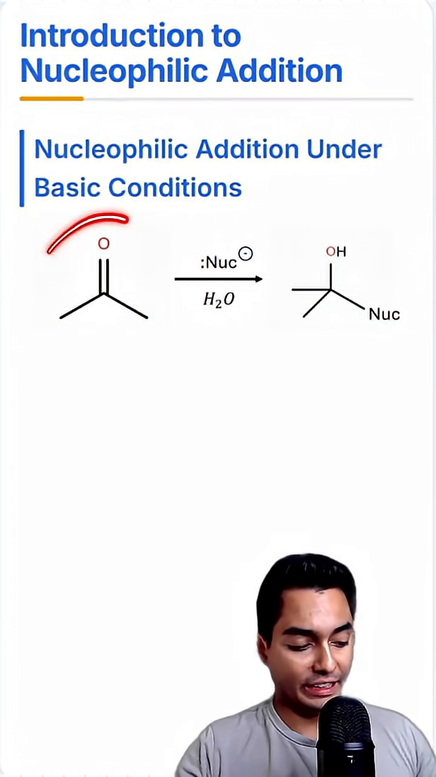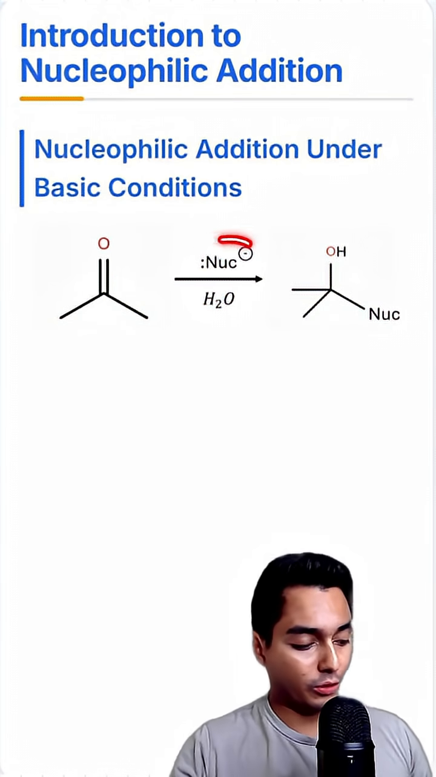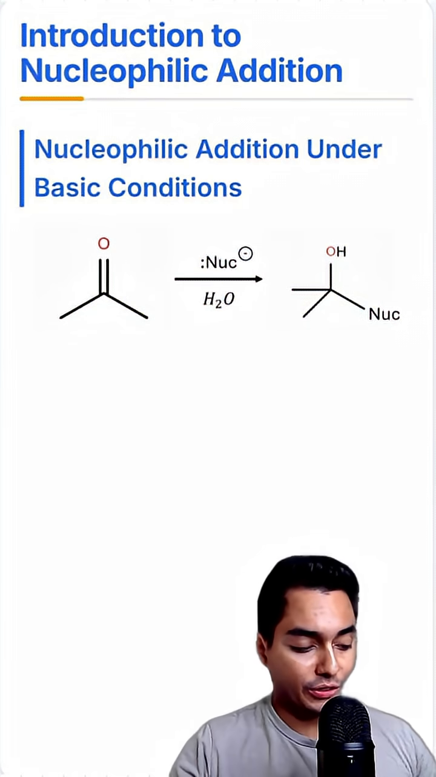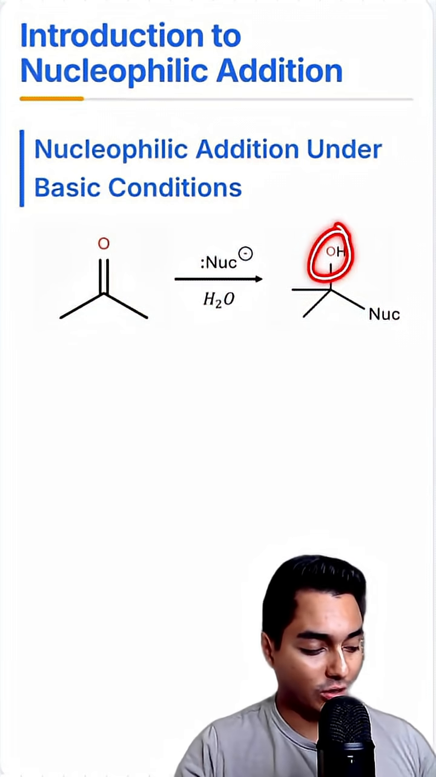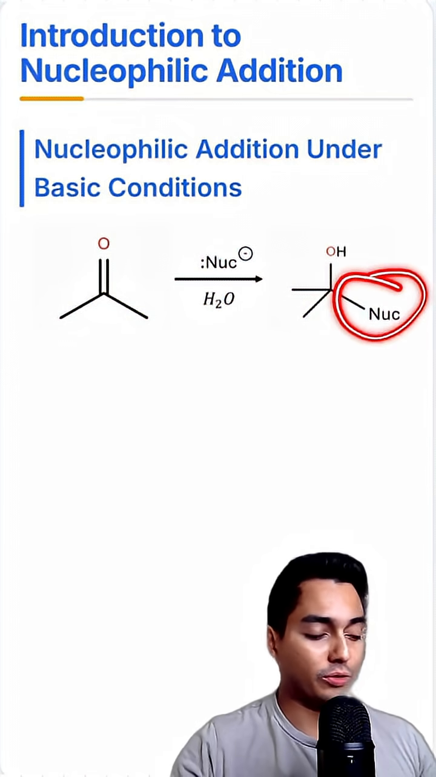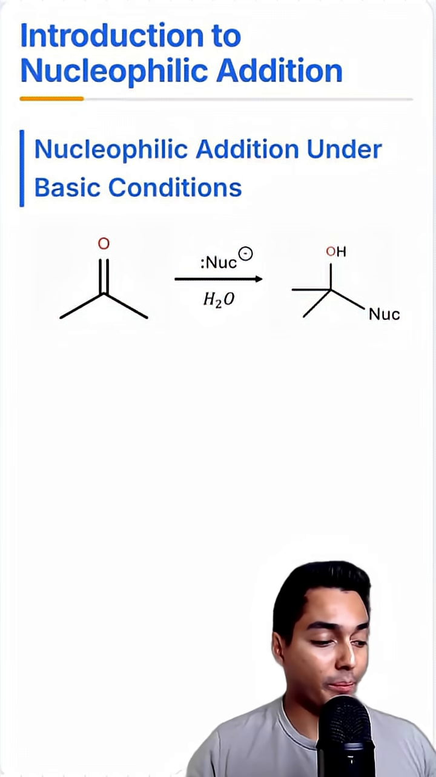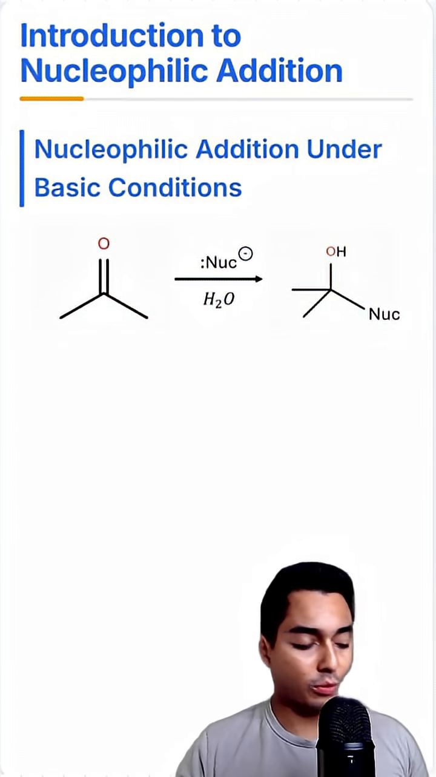So here we have a ketone that's being reacted with the nucleophile and water. Notice that the ketone becomes an alcohol over here and the nucleophile is attached down here. So we've got to draw the mechanism for this reaction. So, trying to figure out what the first step is going to be.